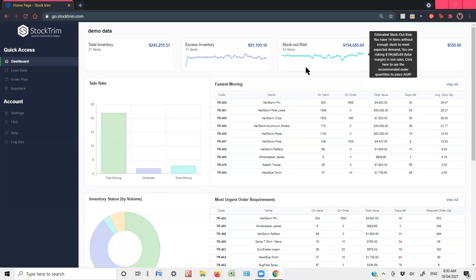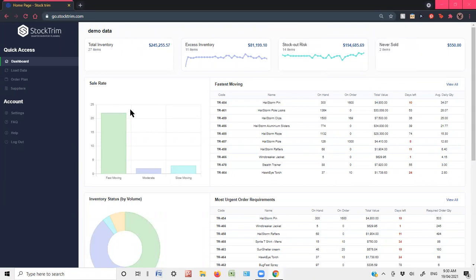The StockTrim platform is quite simple. There's only 3 levels to it. So there's the dashboard, which you can see on the screen now. Then we drop down to the second level, which is the order plan. And then there's the individual SKU level detail that backs up the order plan. And we'll run through all of those features over the next few minutes.